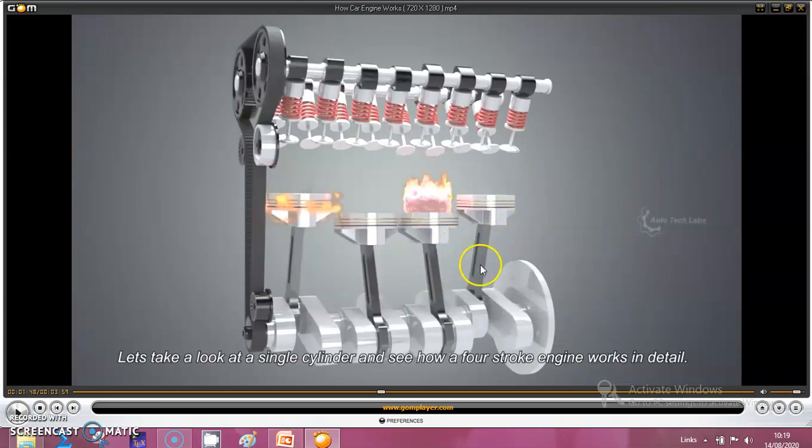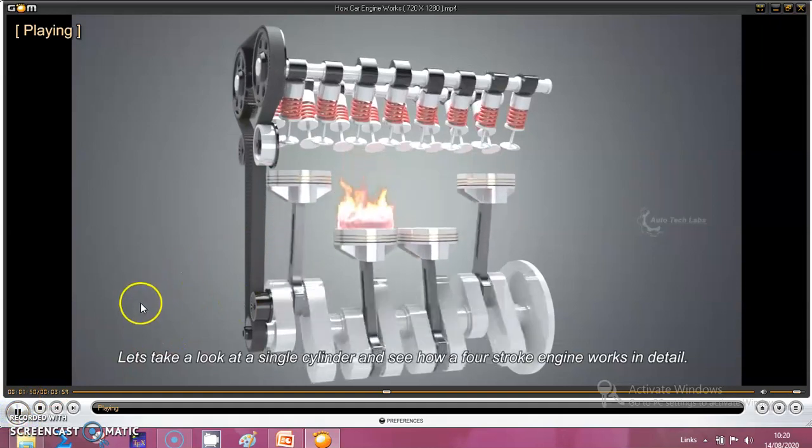So here it is a 4-cylinder engine arrangement. At any time instant, one cylinder is always in the power stroke, that is, producing power, and this also gives less vibration compared to a single cylinder engine. So this is the 4-cylinder arrangement we have seen.